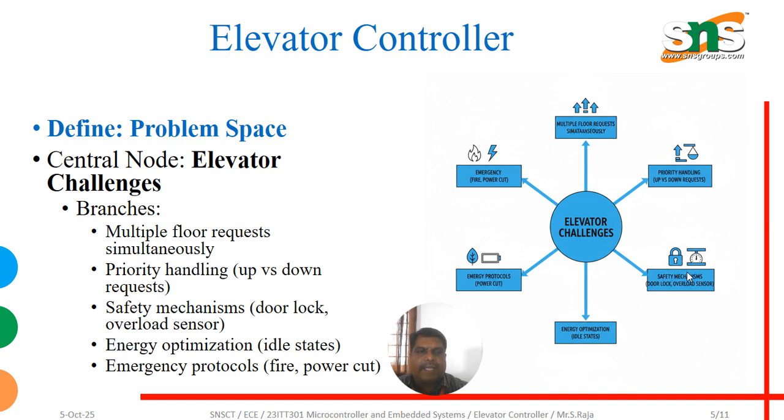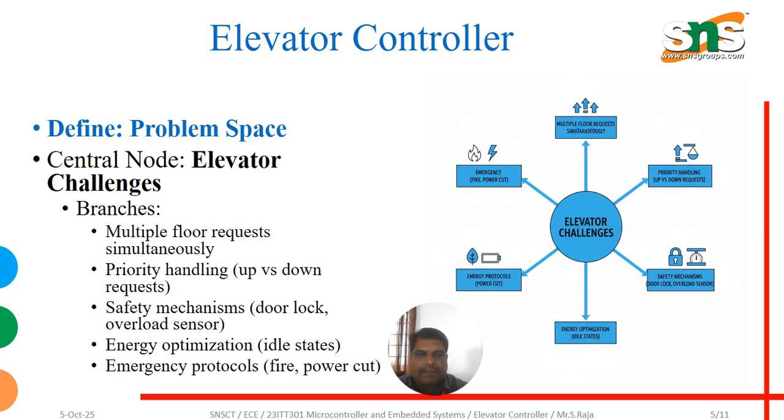So first, from right to left, the safety mechanism is considered for the door lock and overload sensor. Then energy optimization is used for idle states. Then the emergency protocol is used for fire and power cut stages, that is, what may happen during a power failure, what may happen during emergency sensor situations, and if customers are pressing multiple floors simultaneously.